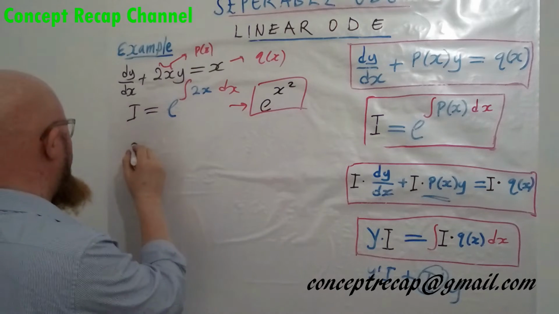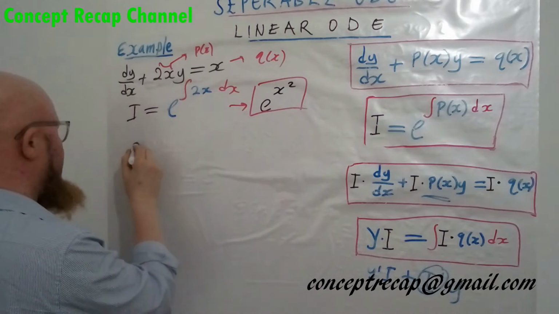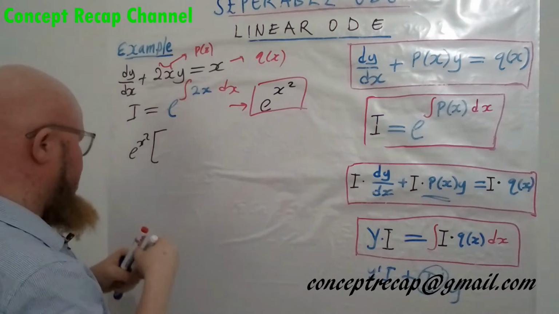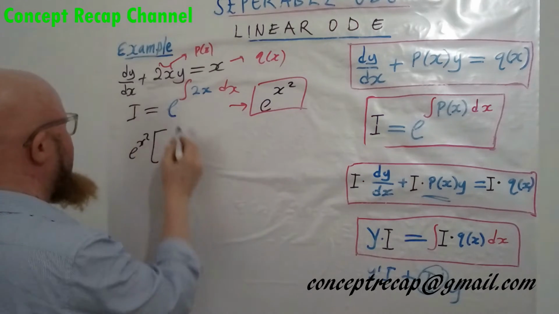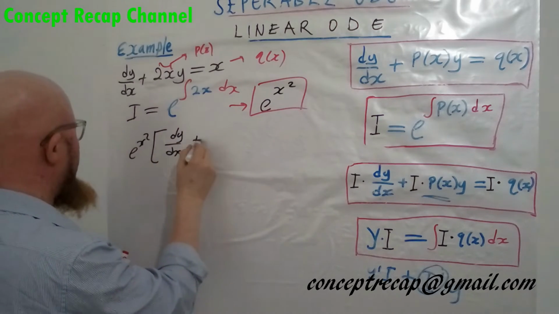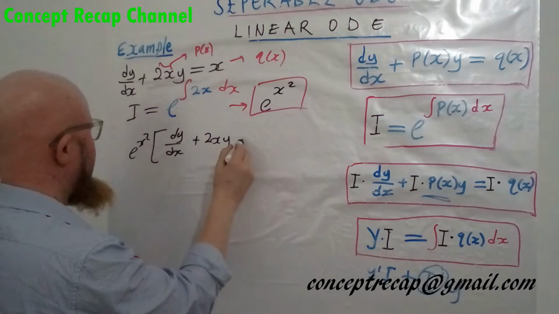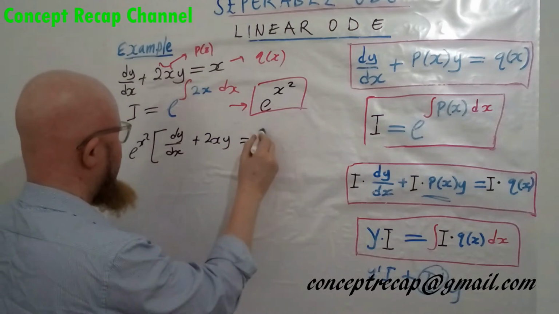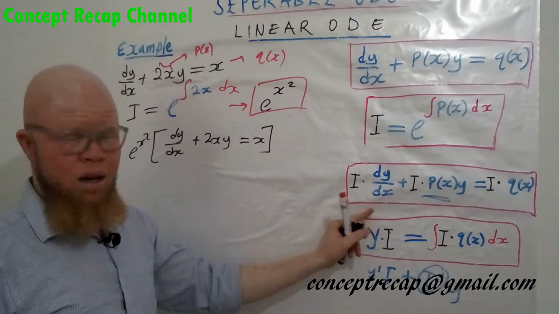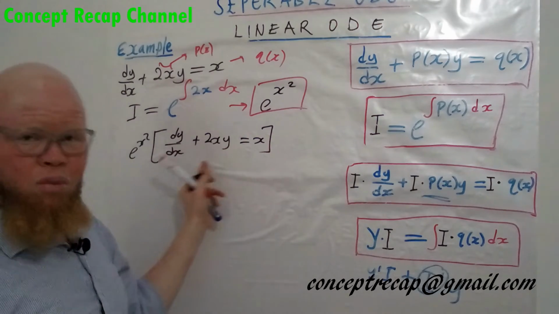You have our integration factor, which is e to the x squared. You multiply throughout the equation. The original equation is dy/dx plus 2xy is equal to x. So this is how you do it. When I said we are here, you are going to integrate both sides.